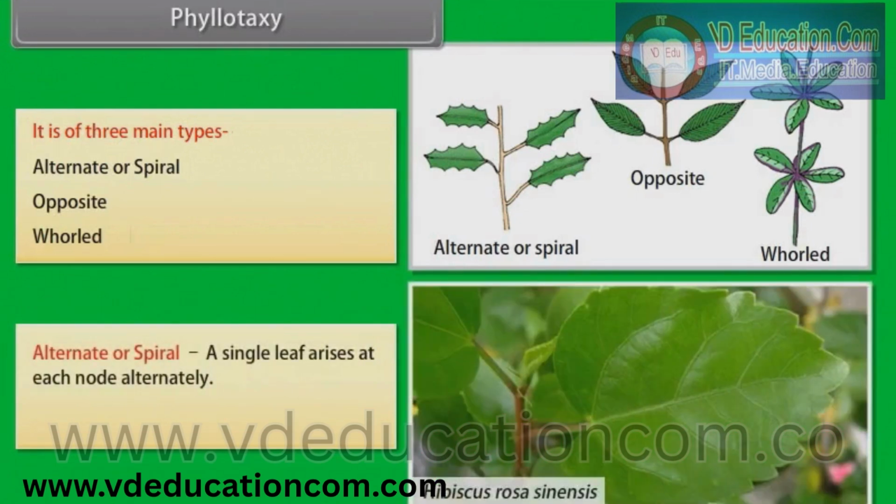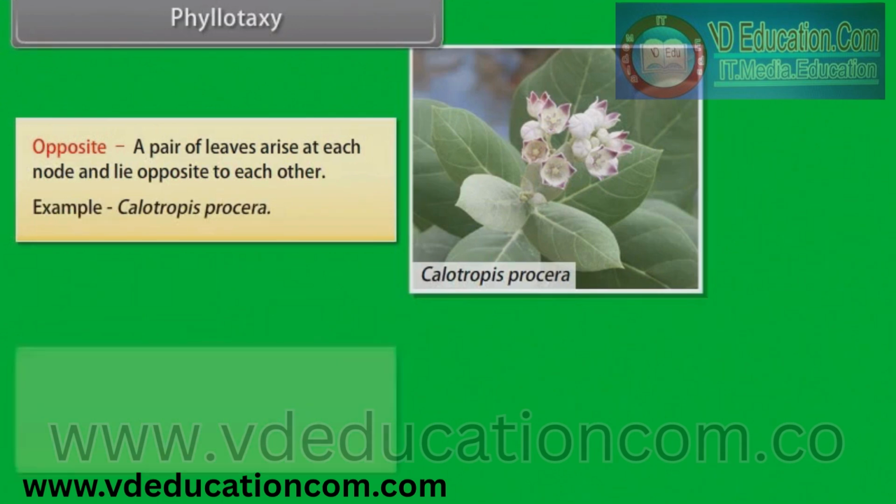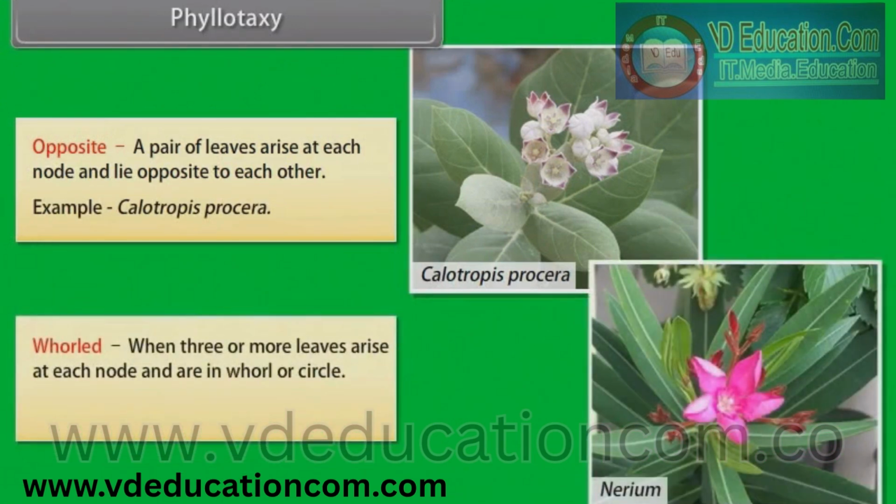Alternate or spiral. A single leaf arises at each node alternately. Example, Hibiscus rosa-sinensis. Opposite. A pair of leaves arise at each node and lie opposite to each other. Example, Calotropis procera. Whorled. When three or more leaves arise at each node and are in a whorl or circle. Example, Nerium oleander.